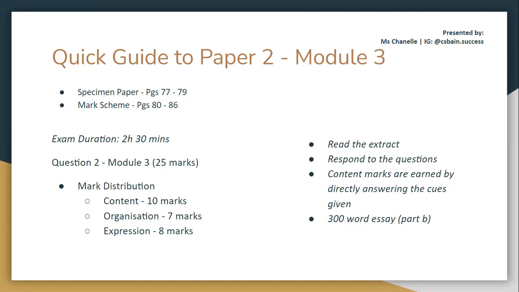So mark distribution is basically the same as the others. All the information I gave you for question 1 and question 2 applies here. Follow the cues, answer the cues, and we should be good. As always, make sure you read the extract, make sure you read the information given to you in the actual question, and understand it. And for this one, according to the specimen paper, you should have a 300-word essay, and that's actually part B.